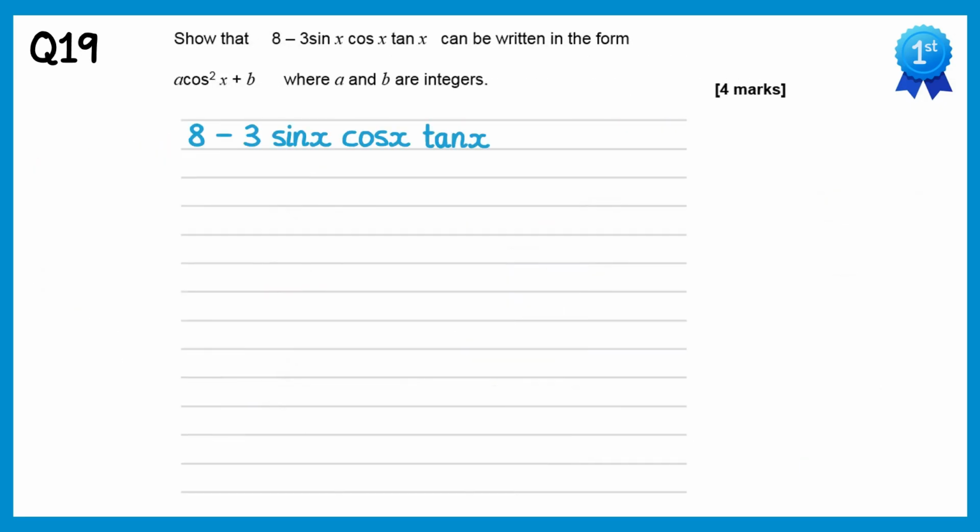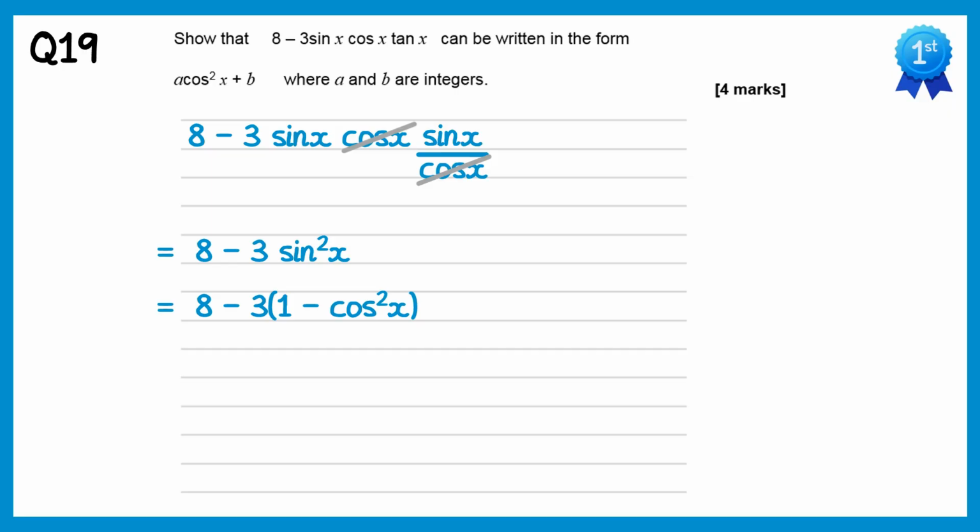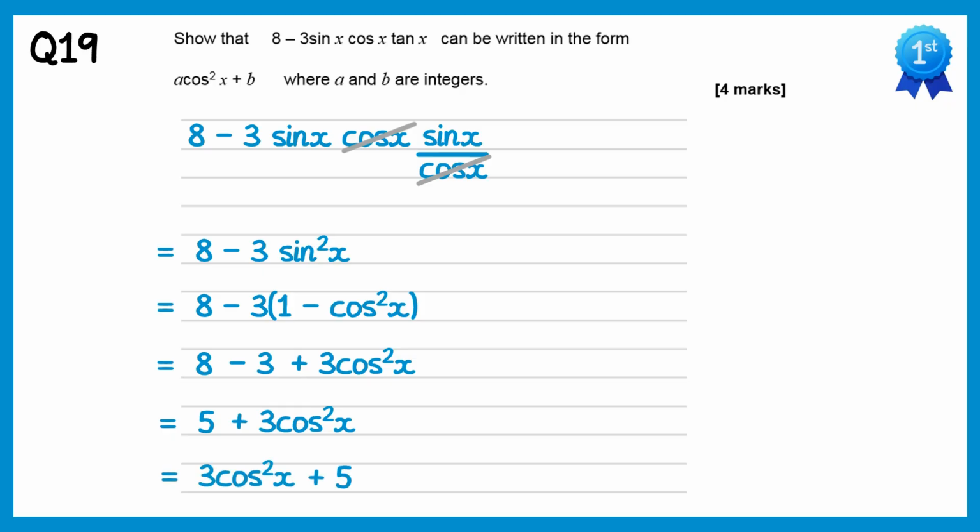In this question we have an expression, and the first thing to do is change tan x for sin x over cos x. You can see now the cos x's will cancel. So we're left with 8 take away 3 sin x times sin x, which is 8 take away 3 sin squared x. You should also know a trig identity, sin squared x plus cos squared x equals 1, so we can replace the sin squared x with 1 minus cos squared x like this. If you expand this bracket, then we end up with 8 take away 3 plus 3 cos squared x, and if you simplify, 8 take 3 is 5, so it's 5 plus 3 cos squared x, which is the same as 3 cos squared x plus 5 and matches the form we were asked for.